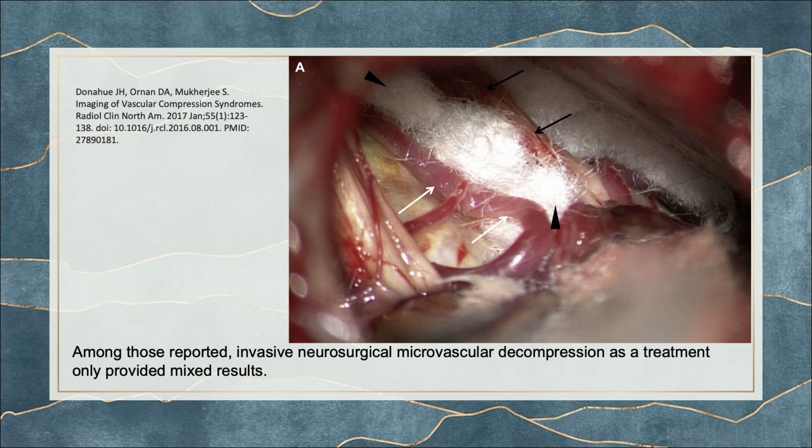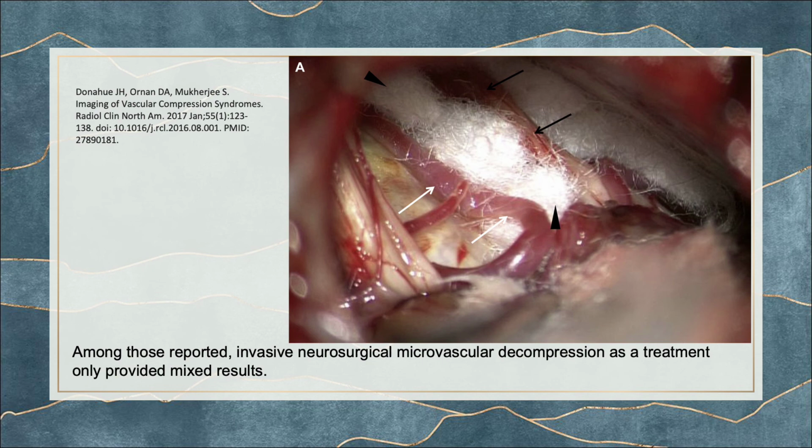So, if these loops are causing audiovestibular symptoms, logically, surgery to decompress or move the offending vessels away should help relieve the symptoms. Among those reported, invasive neurosurgical microvascular decompression as a treatment only provided mixed results. This is a photo of an intraoperative view demonstrating a pledget separating an artery, seen here with white arrows, from the nerve, which is labeled by black arrows.